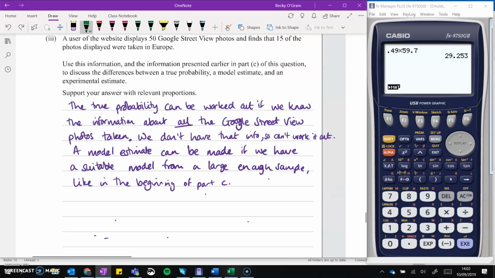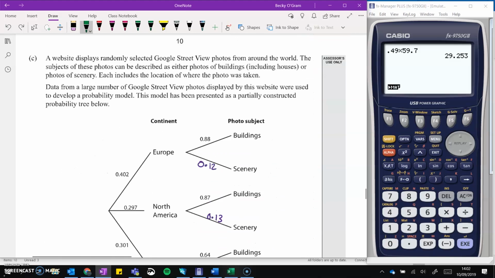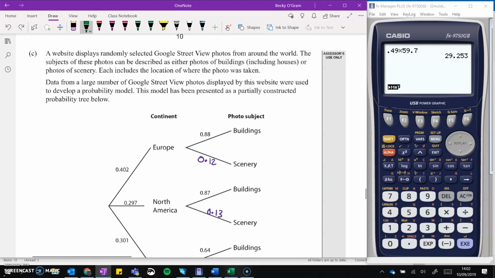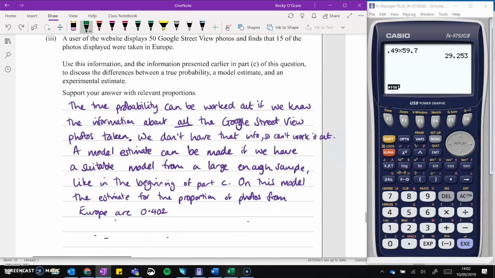A model estimate, so on to the next part of the question, can be made if we have a suitable model from a large enough sample, like we had at the beginning of part C. So here's our comparisons with what we did earlier. So we had a large sample here. We were told it was data from a large number of Google Street photos. So we can use that to do a model estimate. So on that model, the estimate for the proportion of photos from Europe was 0.402.